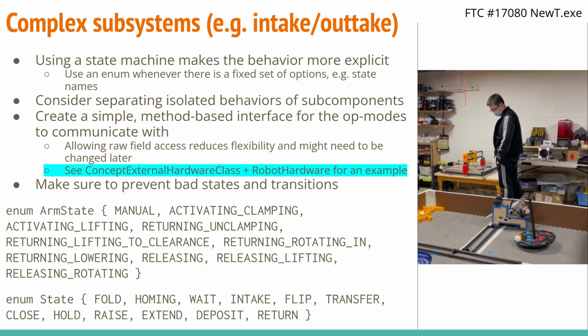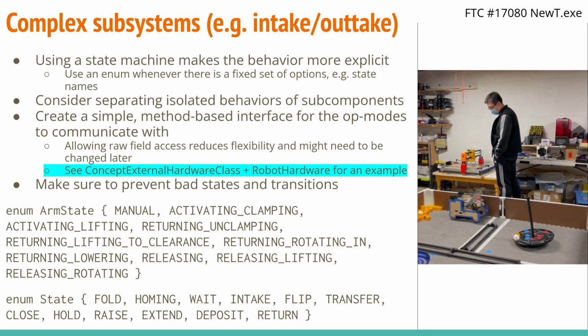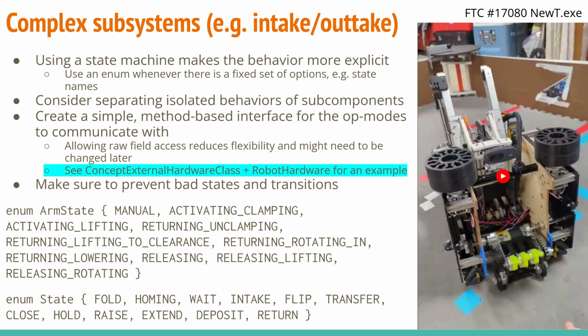Also, if you have a complex subsystem, if possible, create an interface around it. It doesn't have to be a separate interface, just a set of methods on a class that you communicate with, rather than directly messing with the internals, so you can easily change them without having to change all your code. There's a new example added to the SDK in concept external hardware class, which uses robot hardware.